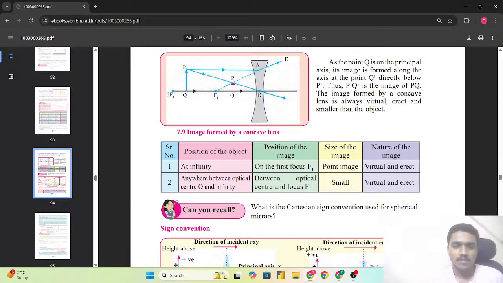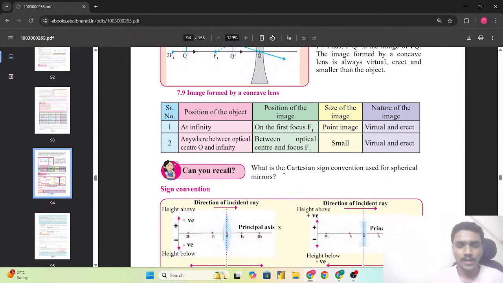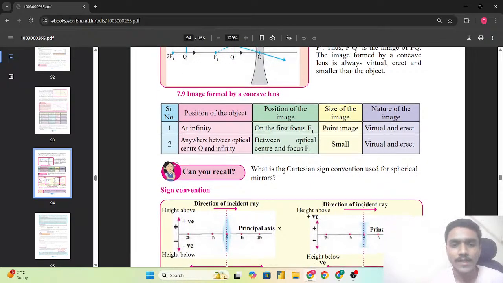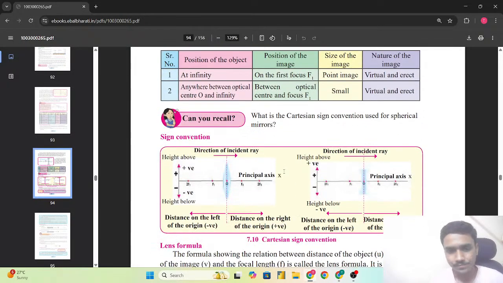And second is that when the object is placed anywhere between the optical center O and infinity, the image is formed between the optical center and the focus F1. The size of the image will be small and the nature of the image will be virtual and erect. So these are the only two ray diagrams of which detailing is given in this table.